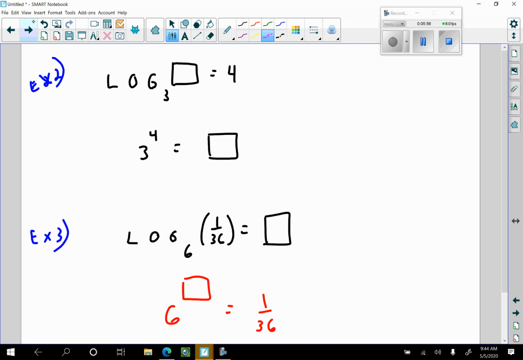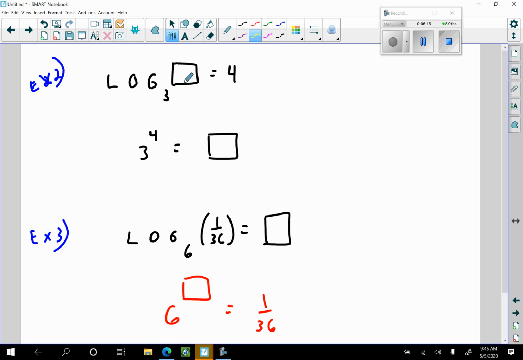All right, so now here we go. We're going to do this box thing instead of a variable. We could do a variable if we want, but we're just going to do box. So what I want to know is what goes in the box. Log base 3 of what is equal to 4? Oh, I don't know.